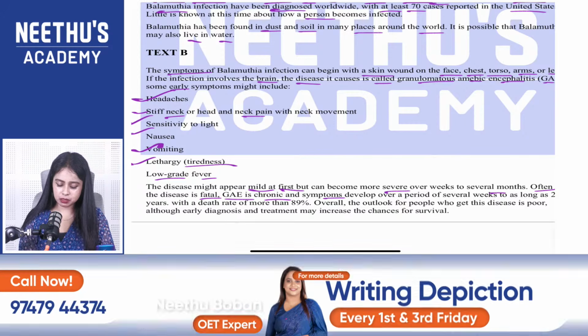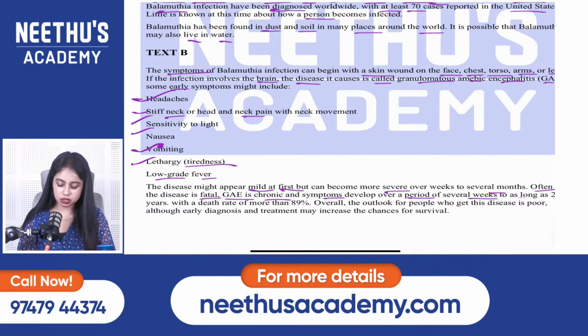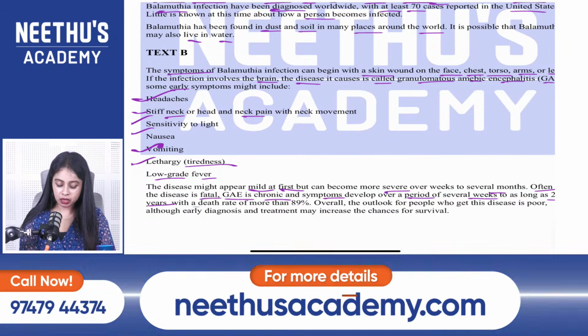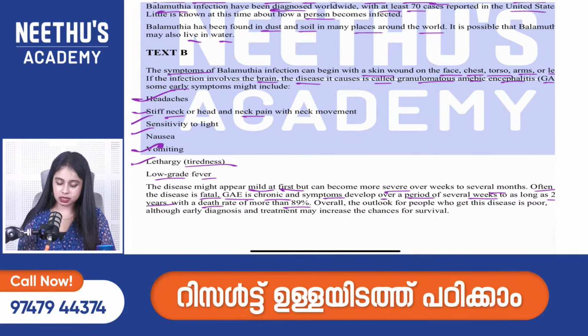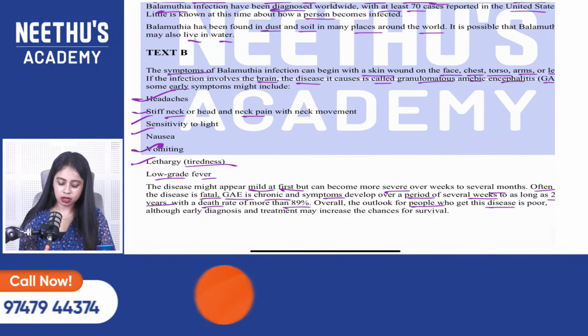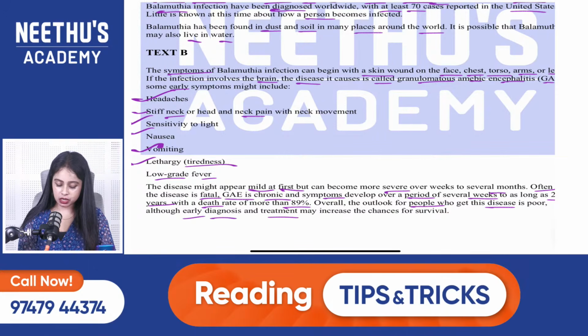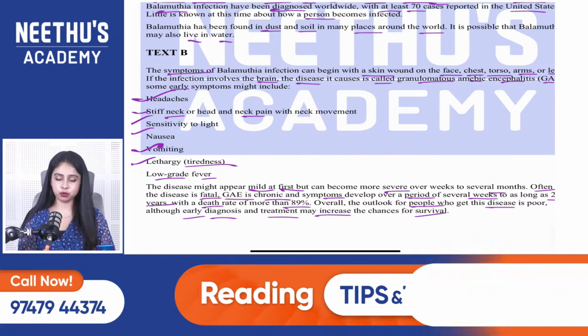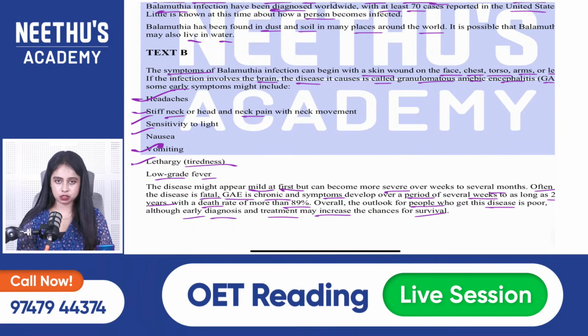GAE is chronic and symptoms develop over a period of several weeks to as long as 2 years, with a death rate of more than 89%. Overall, the outlook for people who get this disease is poor, although early diagnosis and treatment may increase the chances of survival. So these are my keywords from text B.